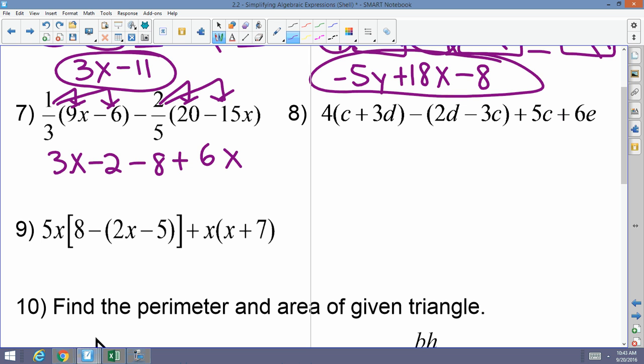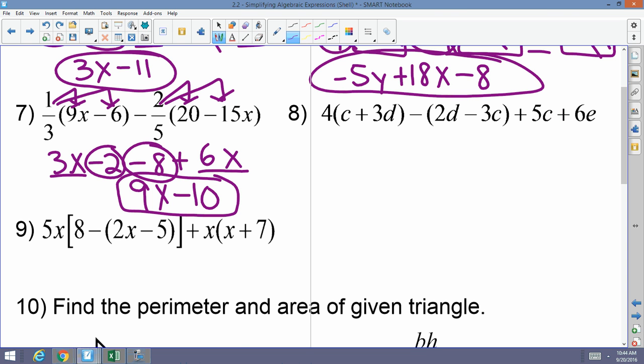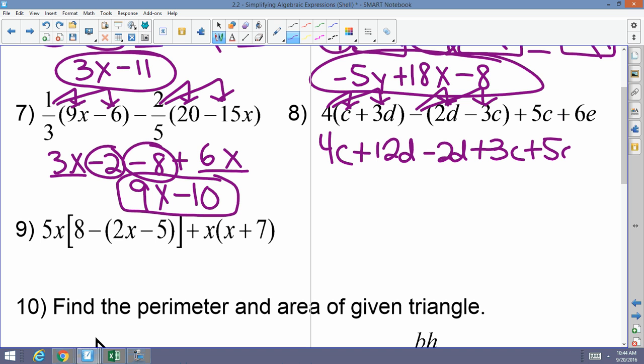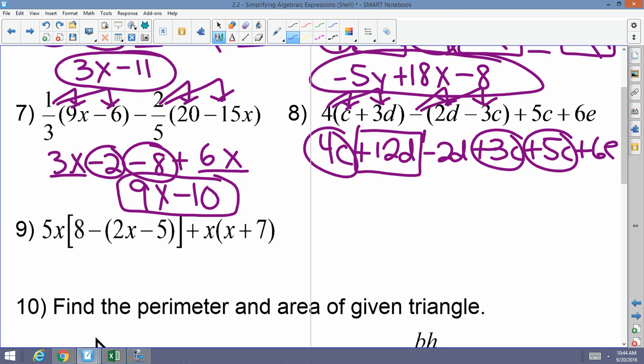So now let's add like terms. What's 3x's plus 6x's? 9x. And then what's negative 2 minus 8? Negative 10. When the signs are the same, you add and keep the sign. Awesome. Next, I've got to distribute again. I've got to distribute this negative as well. So I've got 4c plus 12d minus 2d plus 3c plus 5c plus 6e. So I got 4c, a 3c, a 5c, a 12d, a negative 2d, and a 6e.